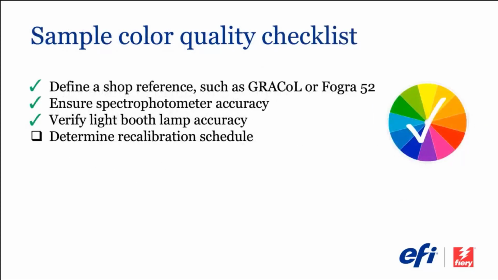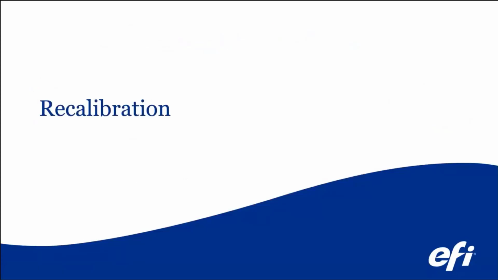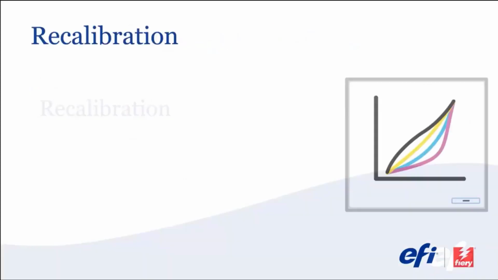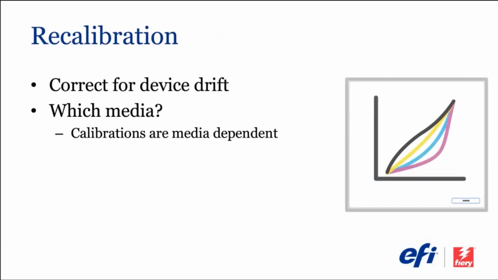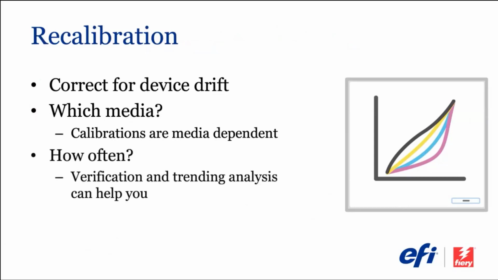Next, we want to talk about recalibration and a schedule for this recalibration. So again, remember, recalibration is correcting for device drift. Now, which media? Remember I said earlier, calibration is media dependent. So you're going to have to pick which media, and I'm not talking just about a single media, but which of the media you want to use for recalibration. How often? Verification, and especially something we call trending analysis, are going to help you determine how often you should do recalibration. We'll get into that much more next month.